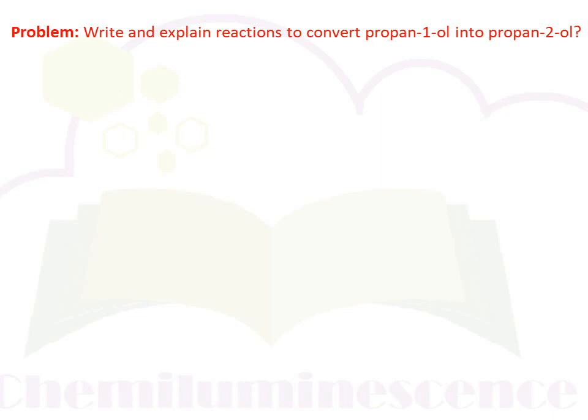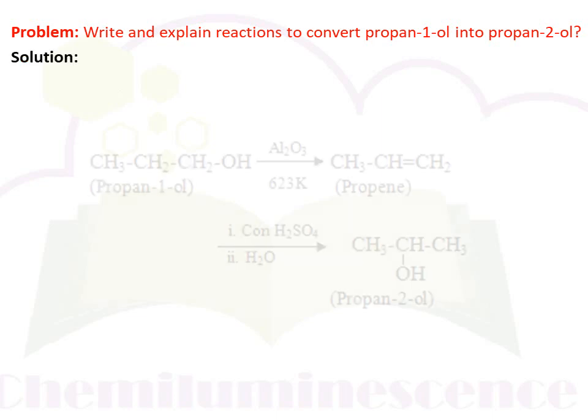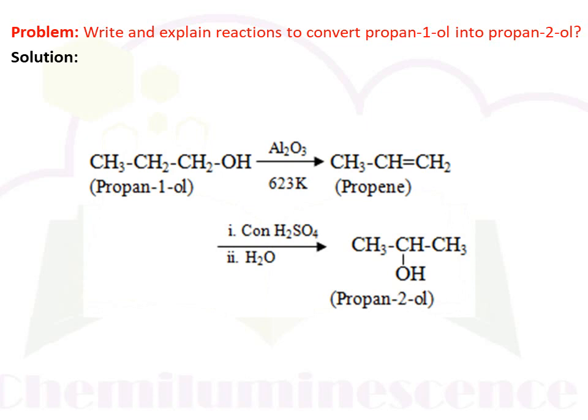There is a problem. Write and explain the reaction to convert propan-1-ol into propan-2-ol. We have to prepare propan-2-ol from propan-1-ol. If you observe, the reactant and product are both alcohols, only the position of the hydroxyl group is changed. Let's see the solution. First, if we carry out the dehydration reaction on propan-1-ol by using alumina, we get propene as a product. That is, the hydroxyl group is removed from this carbon and hydrogen is removed from this carbon.